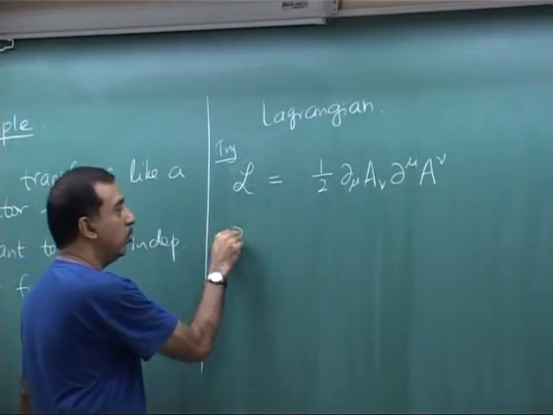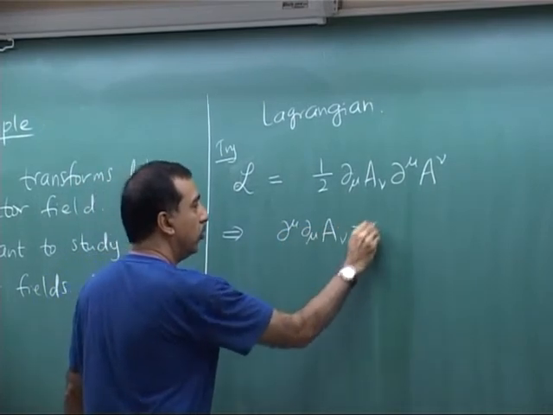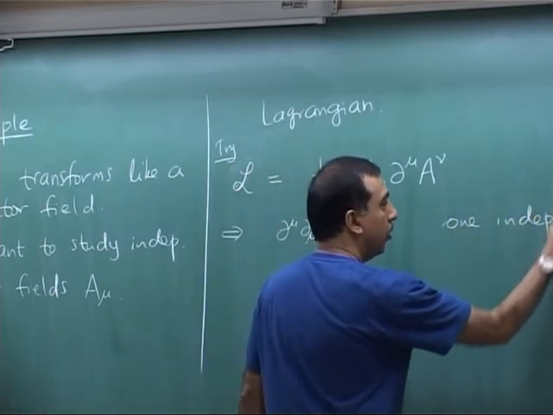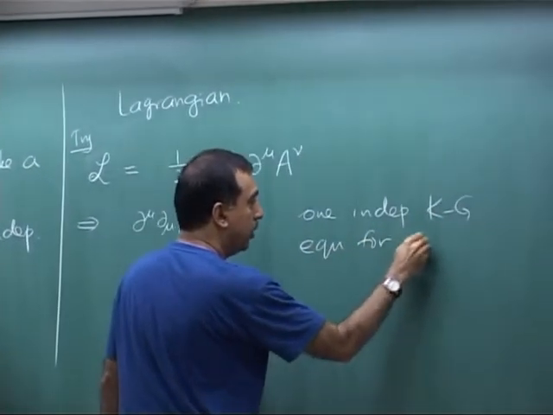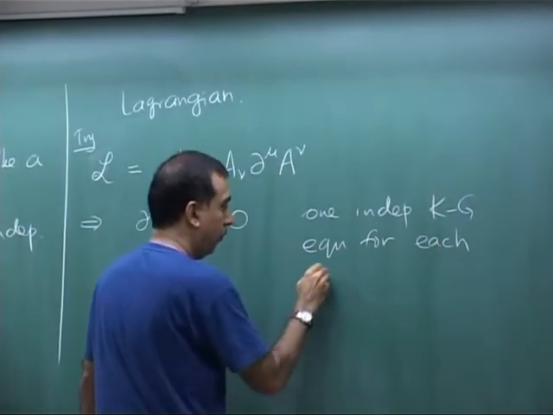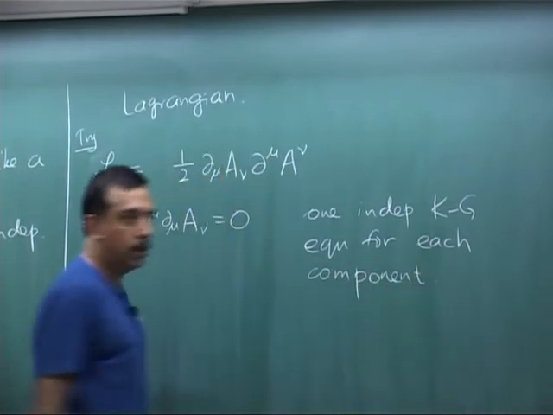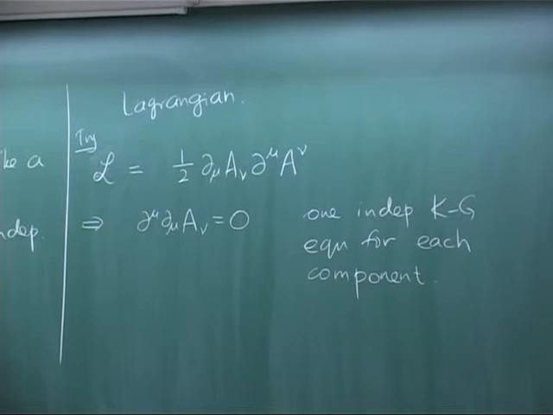So the equation of motion this gives is box A nu equals 0, which is one independent Klein-Gordon equation for each component. Right? So far so good. Now this theory, as soon as we try to quantize it, has a serious problem. So let me show you the problem.